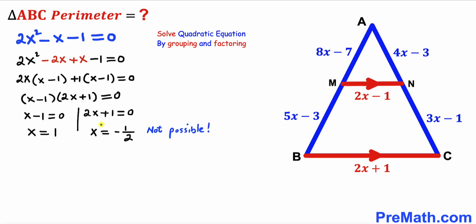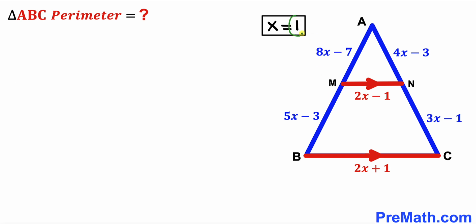Now let's make an observation. We can see x equal to negative 1 divided by 2 is not feasible. If we substitute x as negative 1 divided by 2 here, that gives us negative 2 minus 3, which means this whole side length turns out to be negative 5. We know the side length cannot be negative, so we are going to reject this negative value of x and accept x equal to positive 1. Thus our x value turns out to be 1.